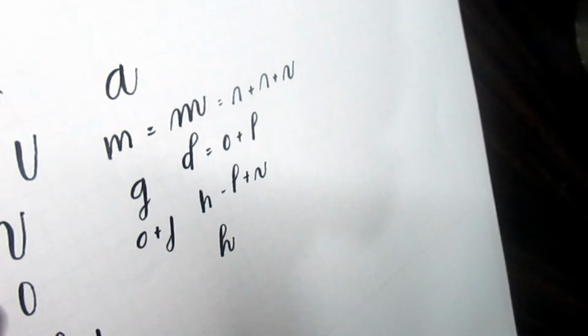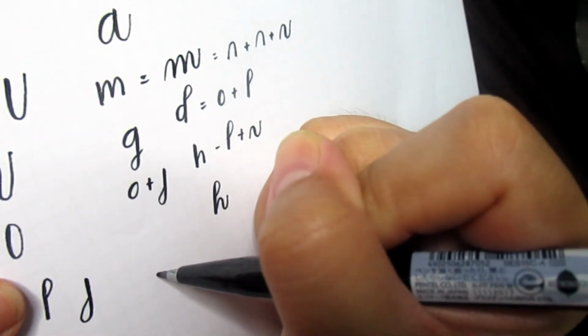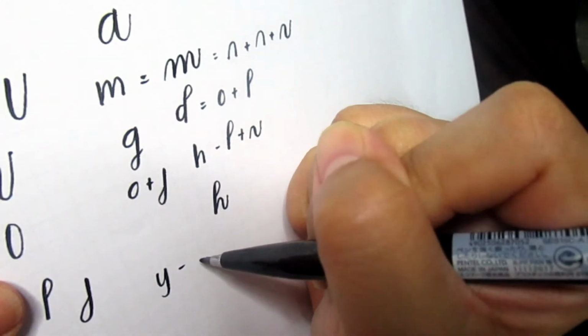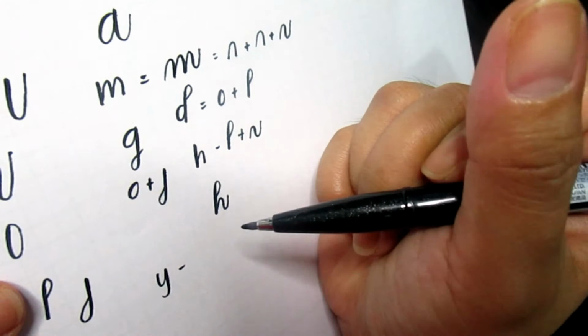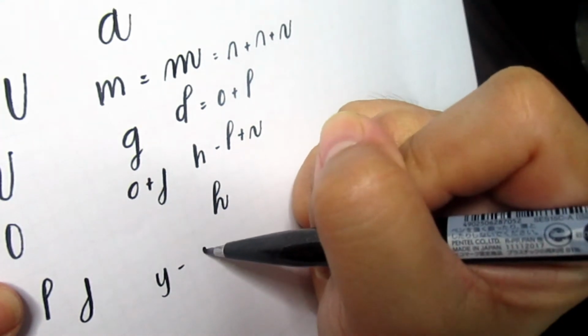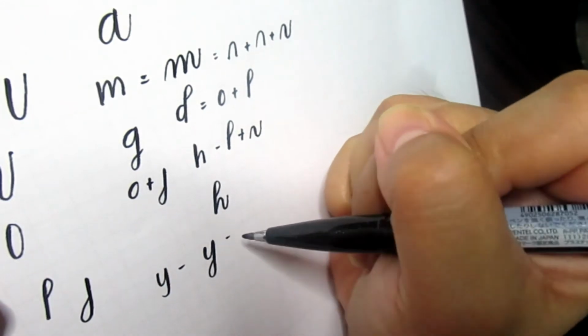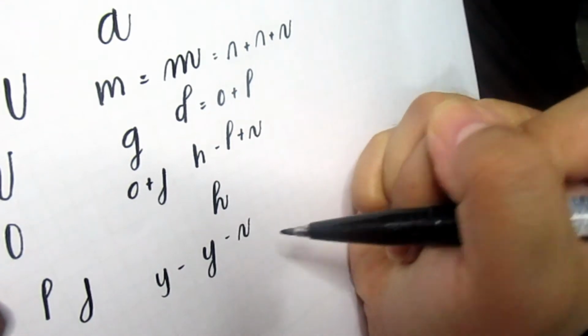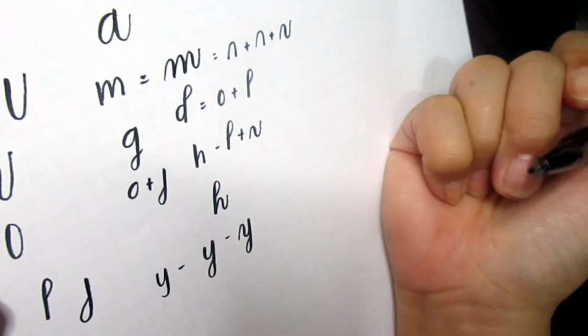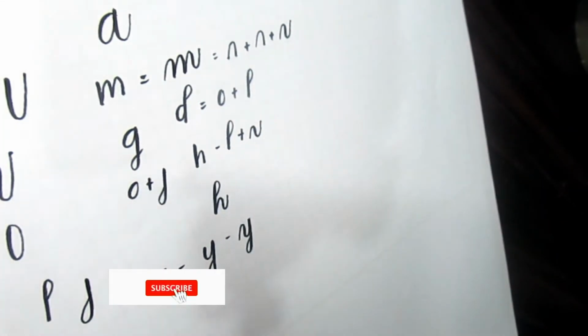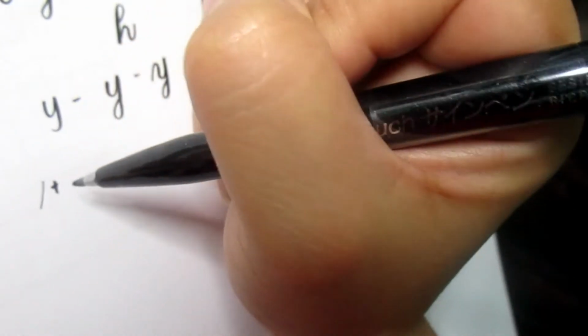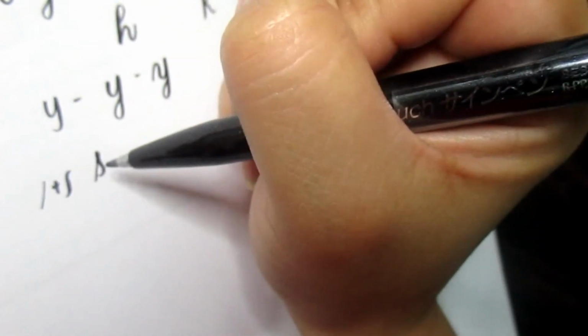Now let's try the letter Y. For Y, we could have an underturn stroke and a descending loop, or you could have a compound curve plus a descending loop. So whichever you like. Let's try to do an S, a small S. That would be an upstroke plus a curvy downstroke. So that would be up and there.